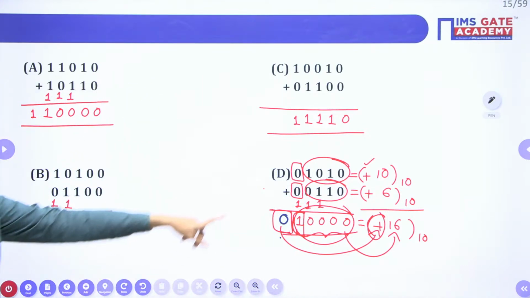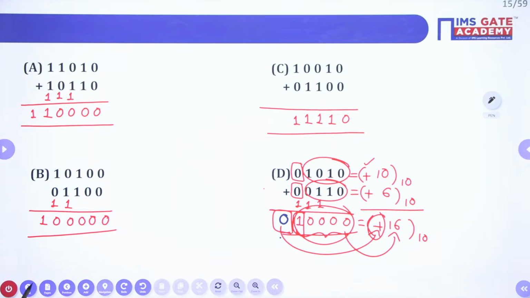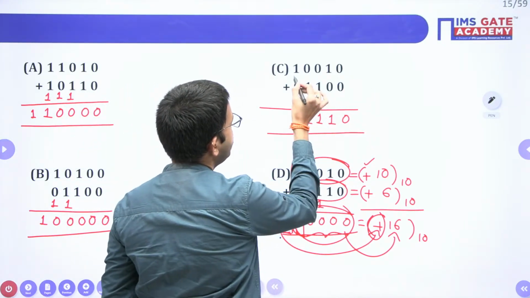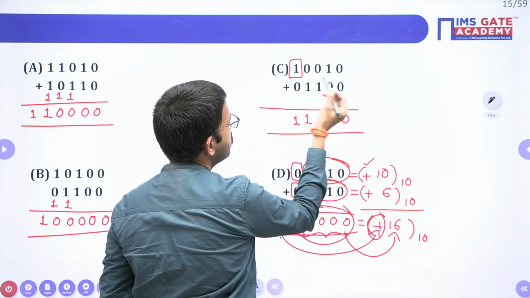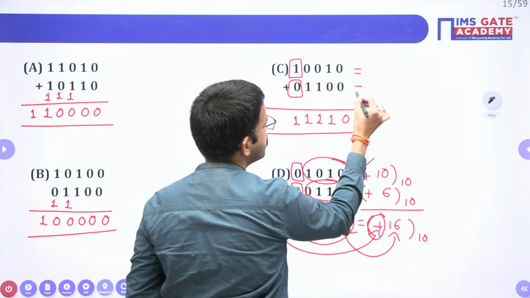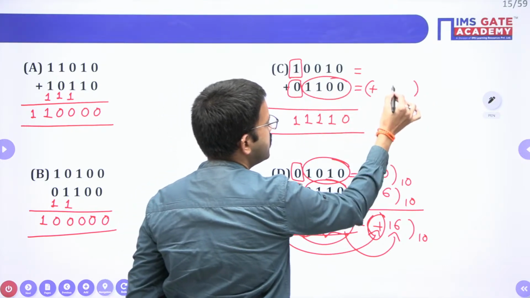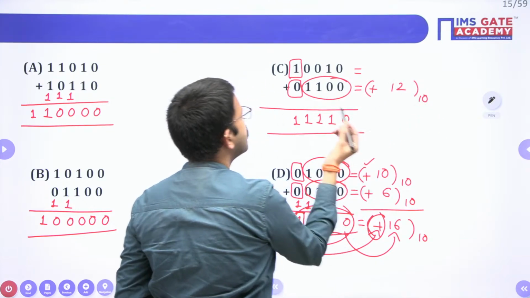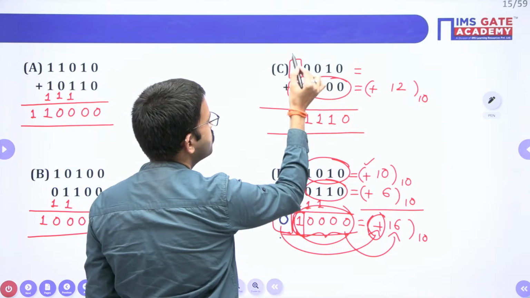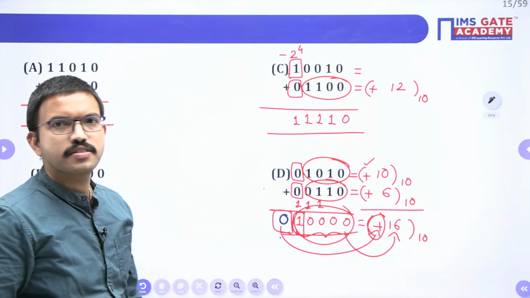I hope it is clear for everyone regarding option D. Okay, now let us see other options one by one. Here, just observe the sign bit: 1, that means it is a negative number. Here the sign bit is 0, that is a positive number. 1100 is nothing but 12. Now just place the position weights: 2 power 0, 2 power 1, 2 square, 2 cube, 2 power 4. Since the sign bit is 1, the corresponding position weight is minus.